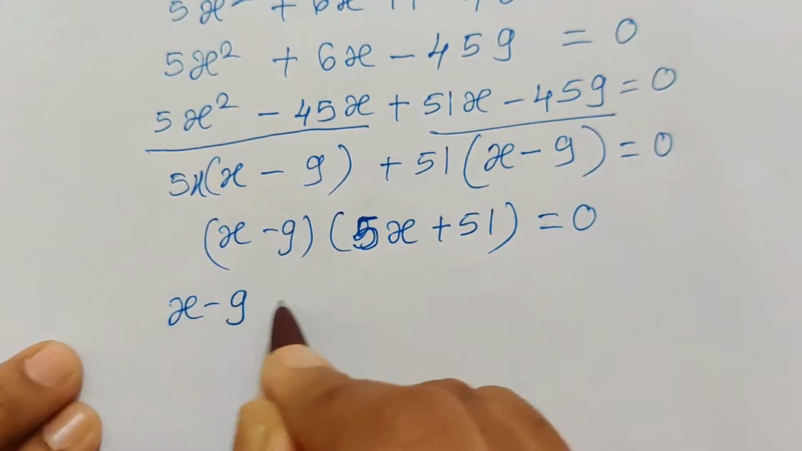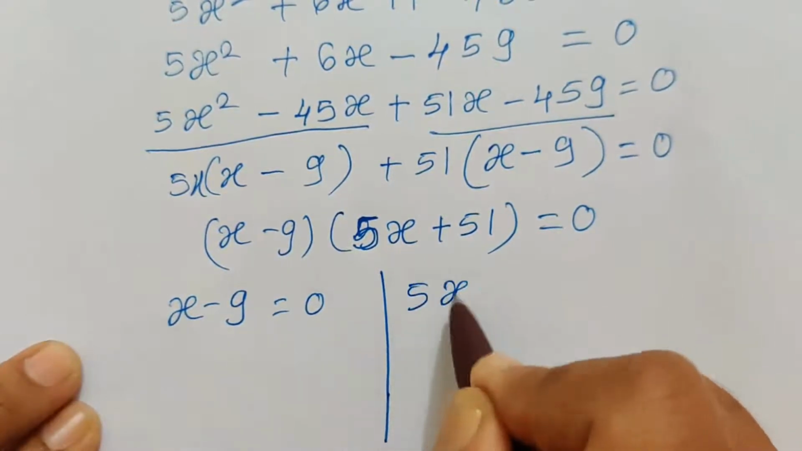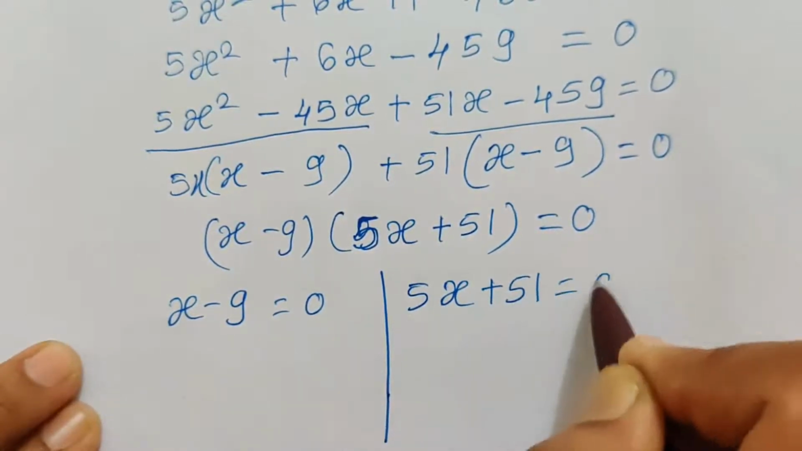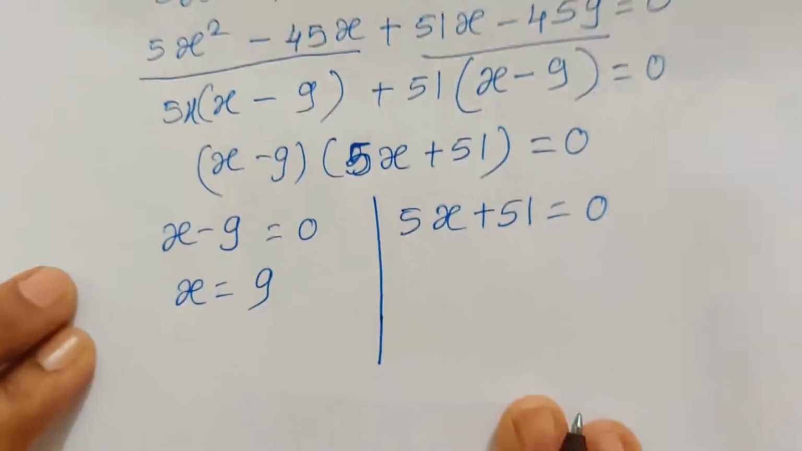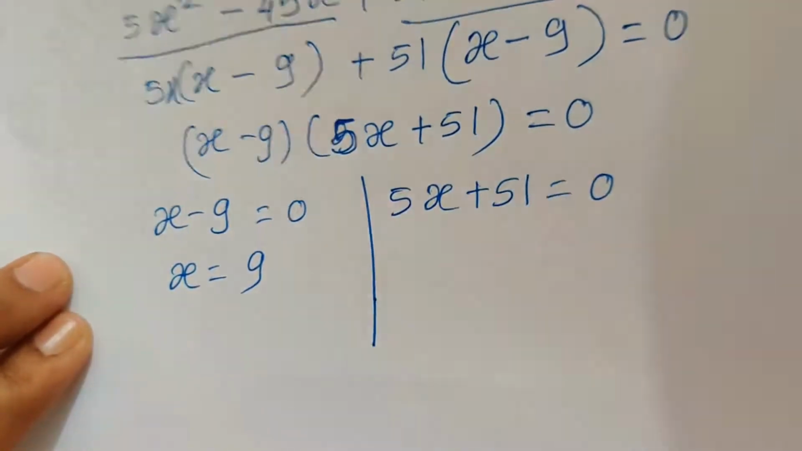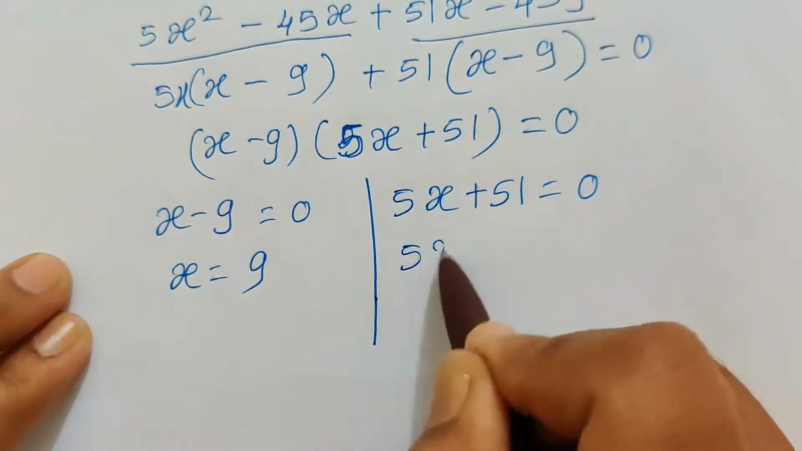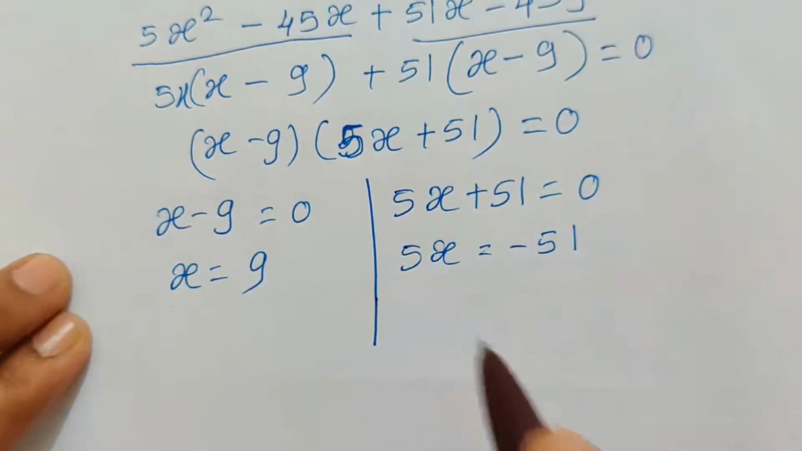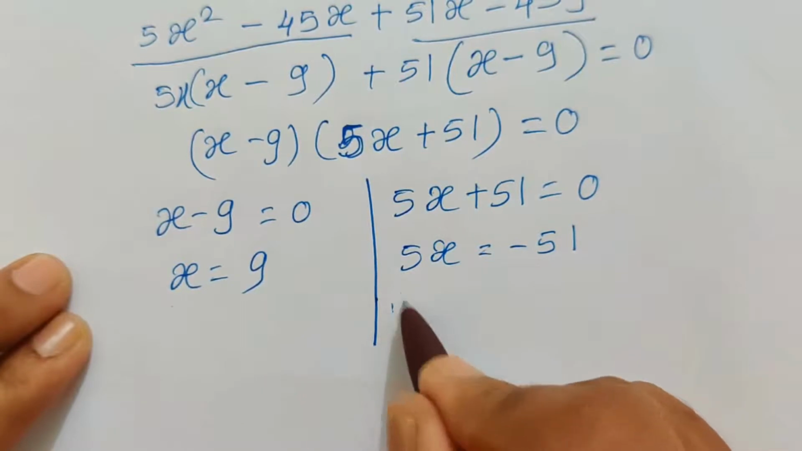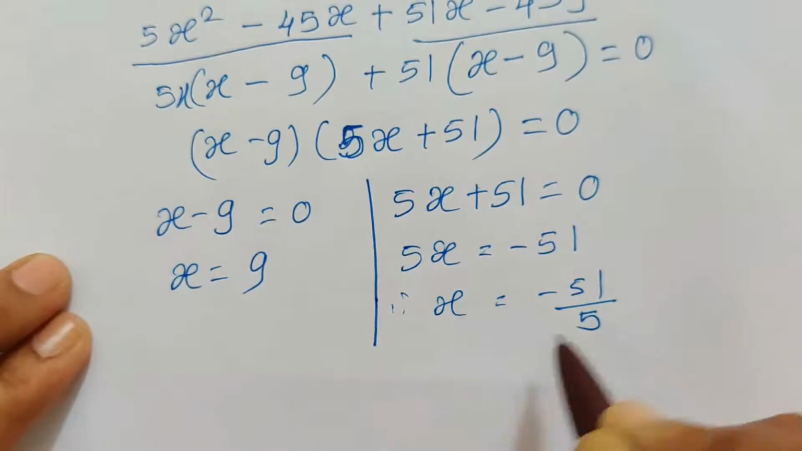So x minus 9 equal to 0. Each factor will be equal to 0. So 5x plus 51 equal to also 0. So you get x is equal to 9. And here you will get 5x is equal to minus 51, and so x equal to minus 51 upon 5.